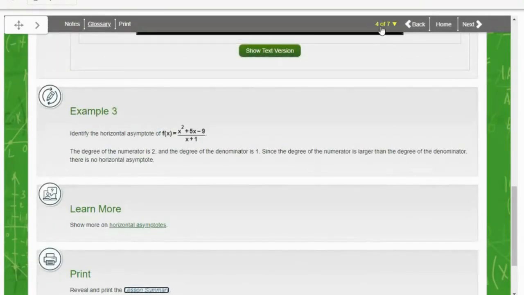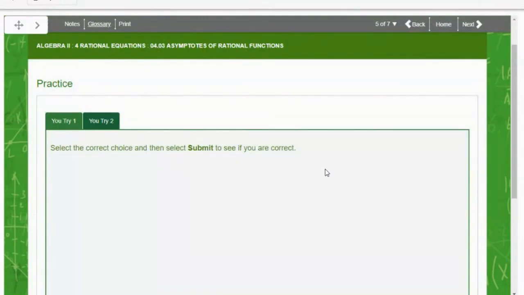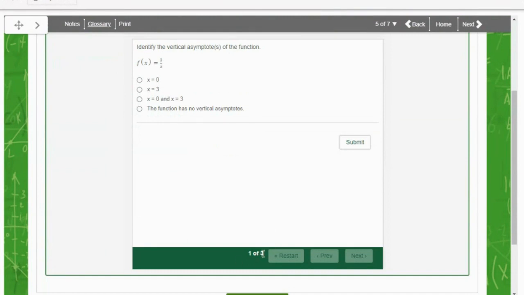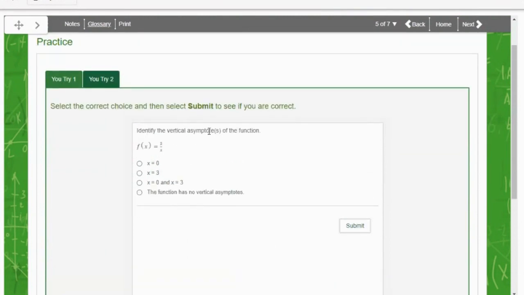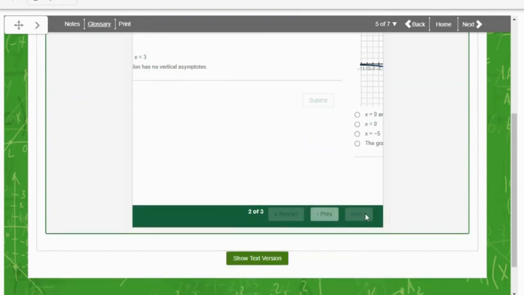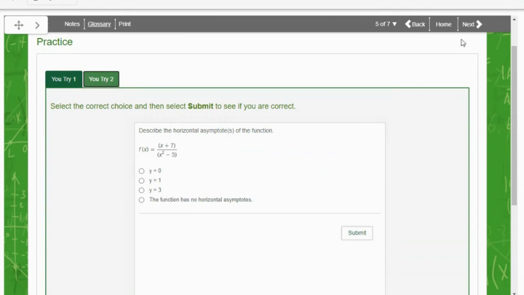Again, this is only page 4, so it has 2 pages of practice problems for you in Buzz that you can go through to make sure you understand. So this one has 2 different tabs, 3 questions on each tab. Identify the vertical asymptote, 3 over x. Well, in that case, it's just x equals 0, right? 3 doesn't make a difference. Excellent. Then you can go to the next problem. This one just gives you the graph. All right. And then there's more problems there. There's another page of problems over here.